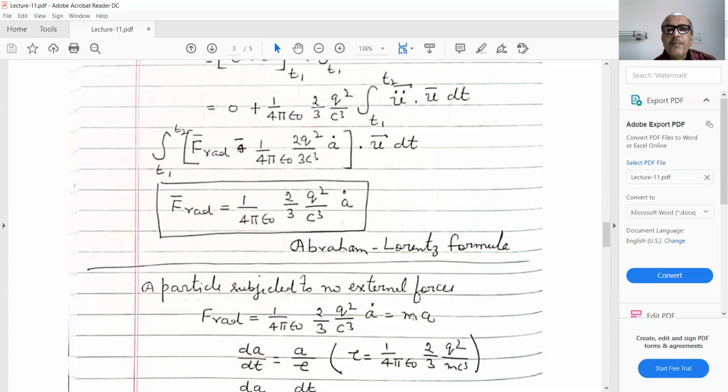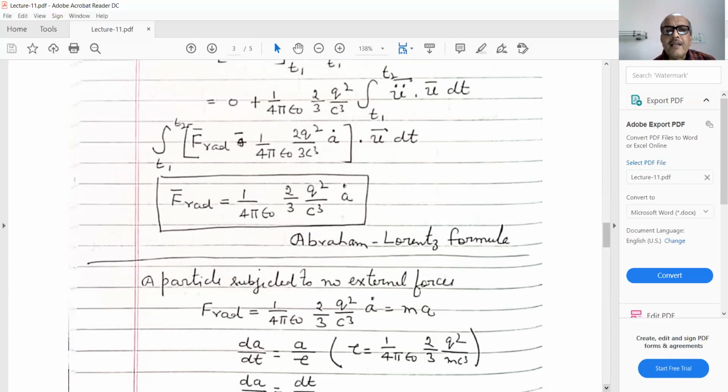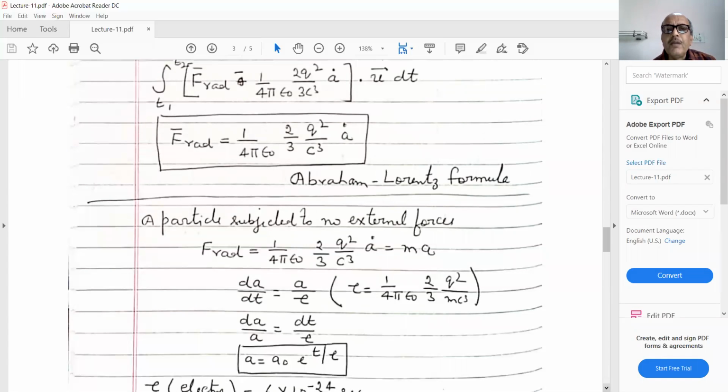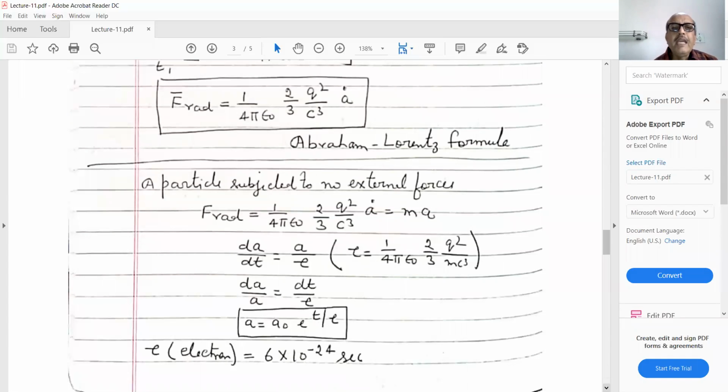Therefore this a dot is dA upon dt, which will be equal to a upon tau. Tau is nothing but this whole thing divided by m: 1 upon 4 pi epsilon 0 into 2 upon 3 q square upon c cube into m is the value of tau. Now we make use of the method of separation of variables to solve this. So dA upon a is equal to dt upon tau.